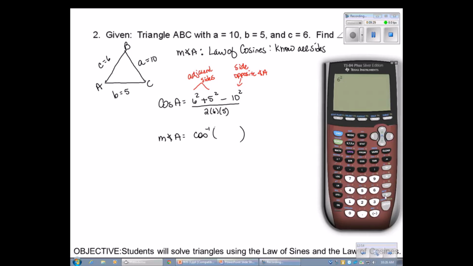So I've got 6 squared plus 5 squared minus 10 squared. When you get to the division part, you must group it into parentheses or it will divide by 2 and then multiply by the 6 and the 5. And that's not what you want. So I'm going to undo that ratio of negative 0.65, second cosine, second answer. This is an angle measure. You'll round it to the nearest whole degree. Angle A is 131 degrees.